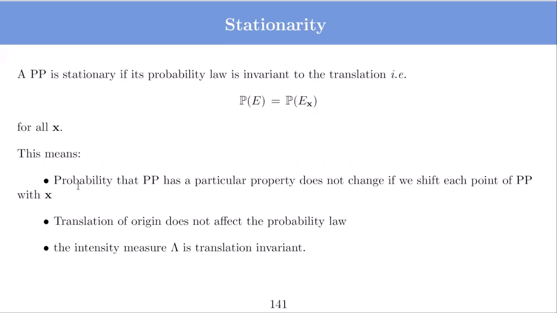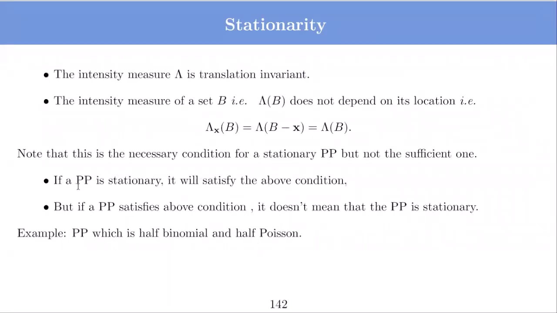And also the intensity measure is translation invariant, because if you shift the point process, the distribution is not changing. So the intensity measure should only depend on the size of the set, not where it is located. This just means that phi_x of B, the shifted measure, is equal to lambda of B minus x, and that should be equal to lambda of B. It does not depend on the location of the set.